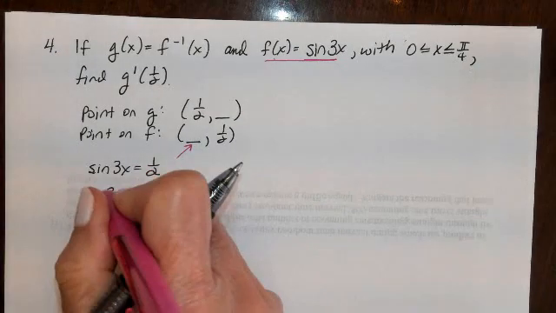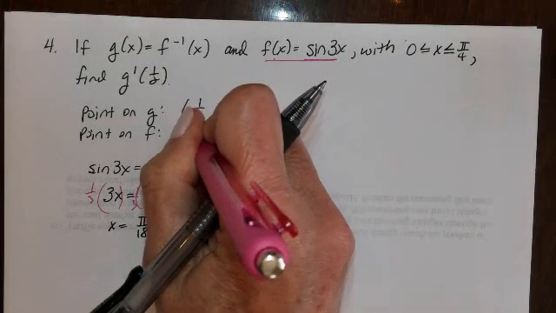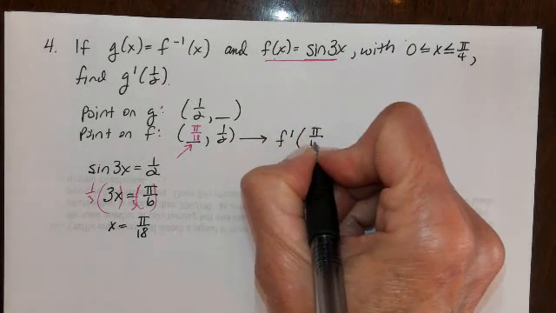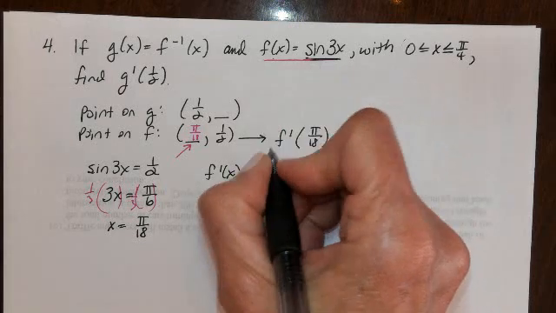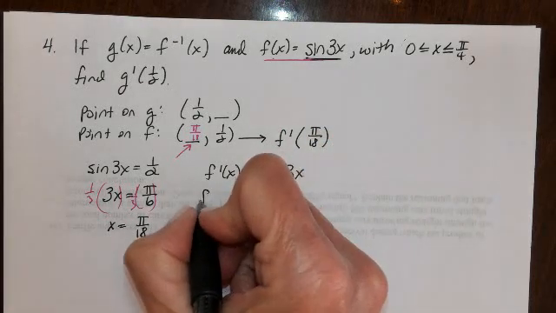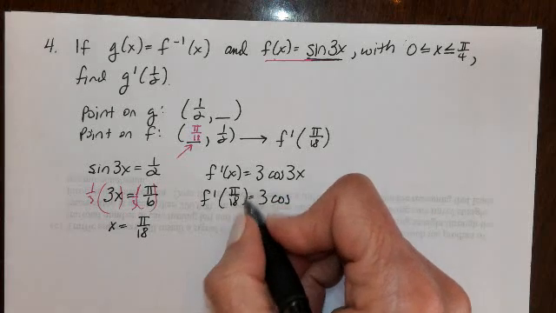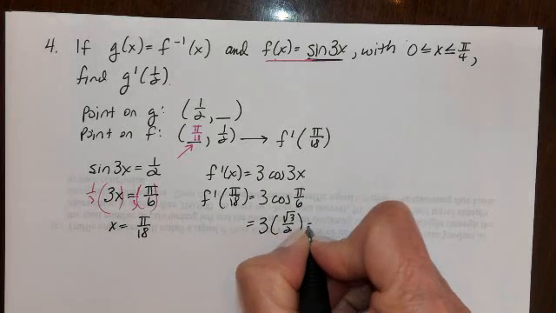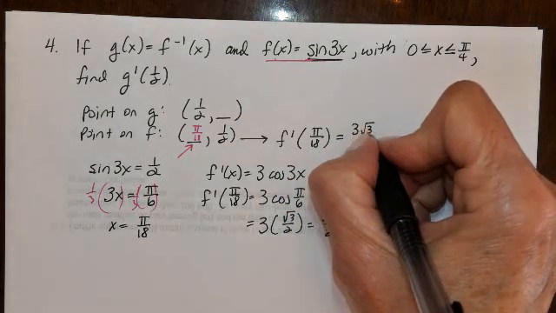Divide both sides by 3 or multiply both sides by a third. And we'll have x is equal to pi over 18. So now I know right here this is pi over 18. Okay. Now I want to know what f prime at pi over 18 is. Well, I can get f prime of x pretty easily. What's the derivative of sine of 3x? 3 cosine of 3x. And now plug in pi over 18. And we'll have 3 cosine of 3 times pi over 18, which is back to pi over 6. Cosine of pi over 6 is square root of 3 over 2. So this is 3 square root of 3 over 2. So f prime at its x value is 3 square root of 3 over 2.